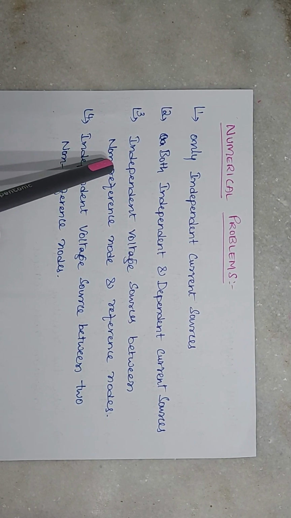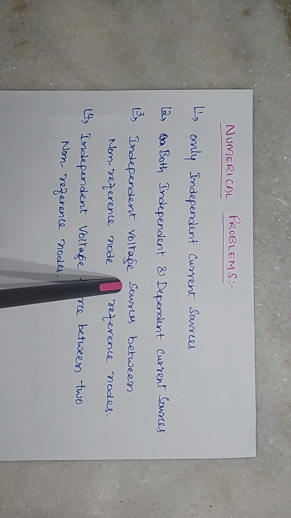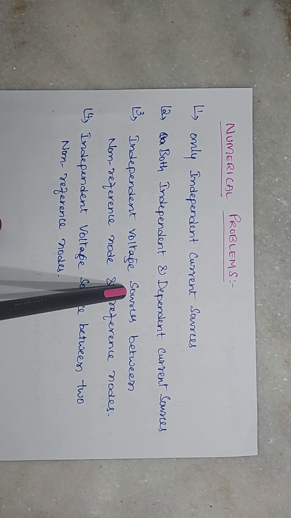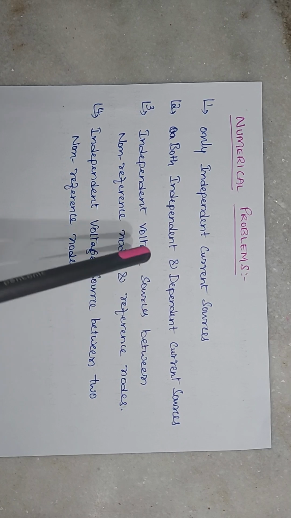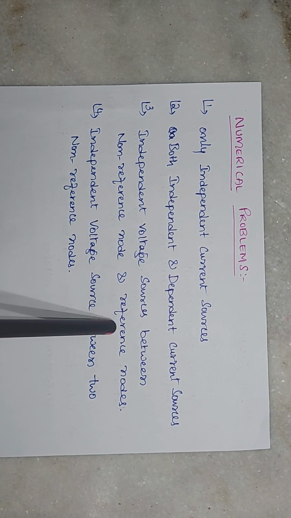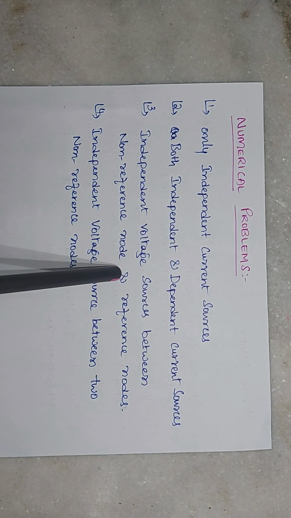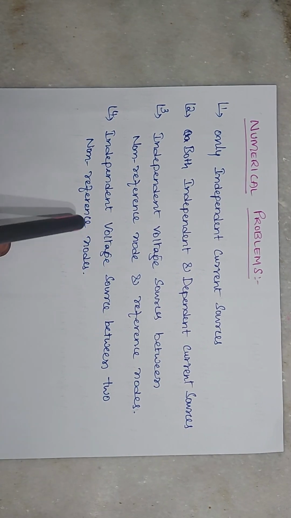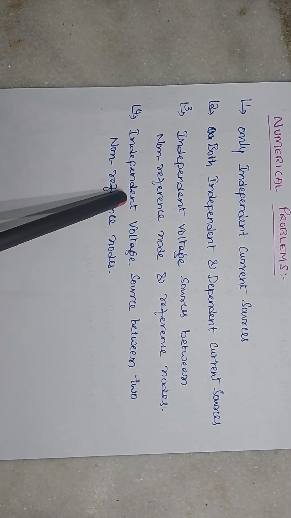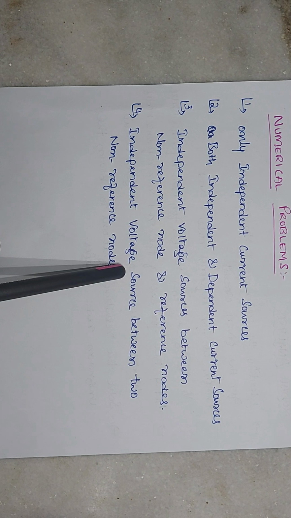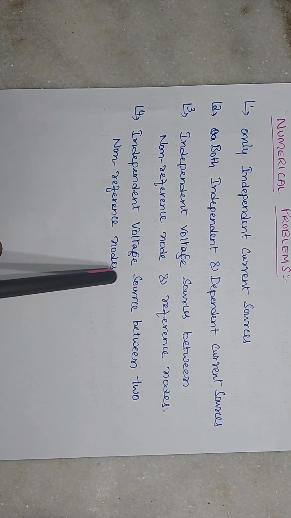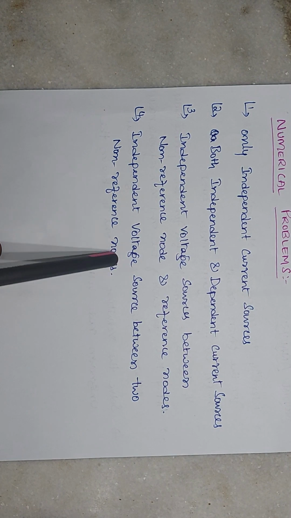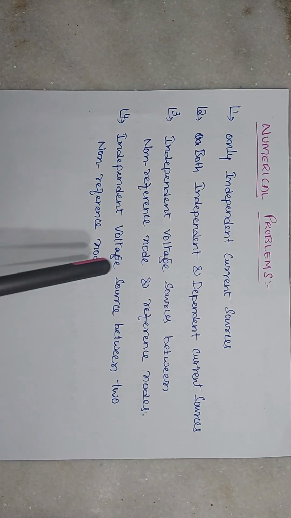And in the third method, we have voltage sources, where the voltage source is located between a non-reference node and a reference node. This is the third method. What happens when an independent voltage source is located in between two non-reference nodes? That is the super node concept. We will discuss it now.